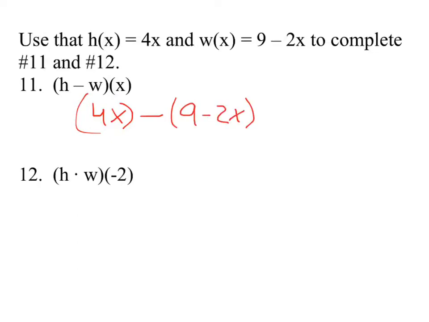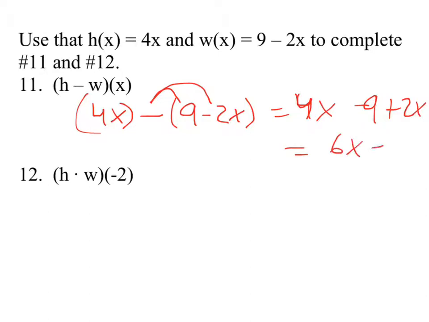And you can distribute that through, and then on the left side it's just going to say 4x minus 9 plus 2x. Combine your x's together, and I'll give you 6x minus 9. And so there's our first one.